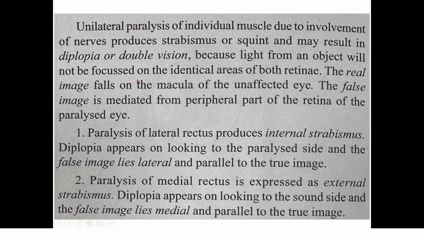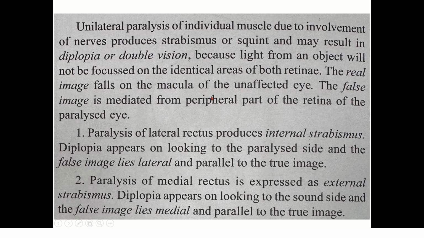I'll explain it again. Unilateral paralysis of an individual muscle due to involvement of the nerves produces strabismus or squint, and may result in diplopia or double vision, because light from an object will not be focused on the identical areas of both retinae. In order to see an image properly, the image should be focused on the identical areas of both retinae.